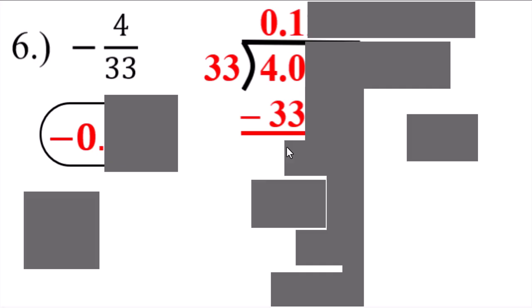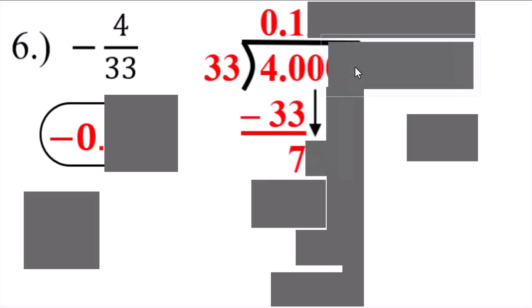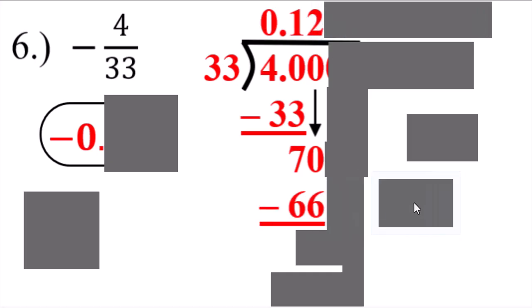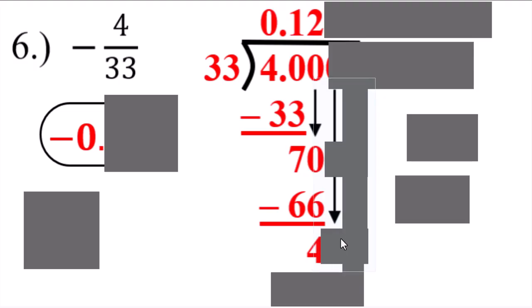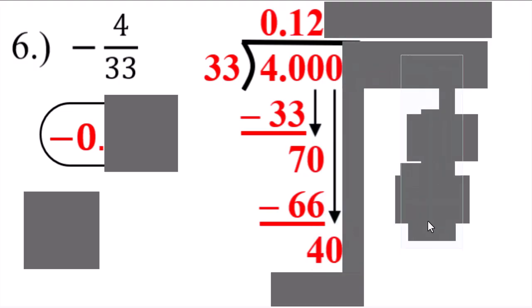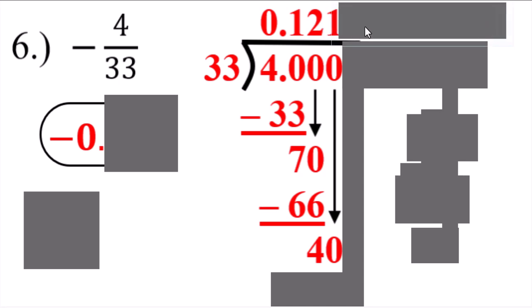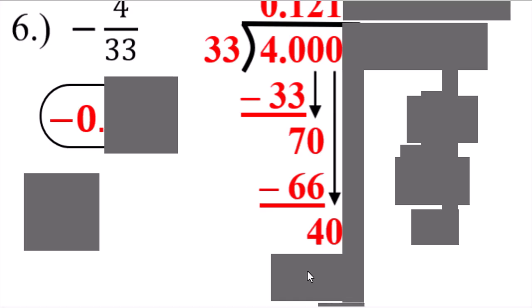That gives you 33. Subtract, you got 7. You brought down a 0, making it 70. How many 33s make 70? 2 of them. That gave you 66. Subtract, you got 4. You put another 0, and you brought that down, making 40. How many 33s make 40? One of them. 1 times 33 is 33.